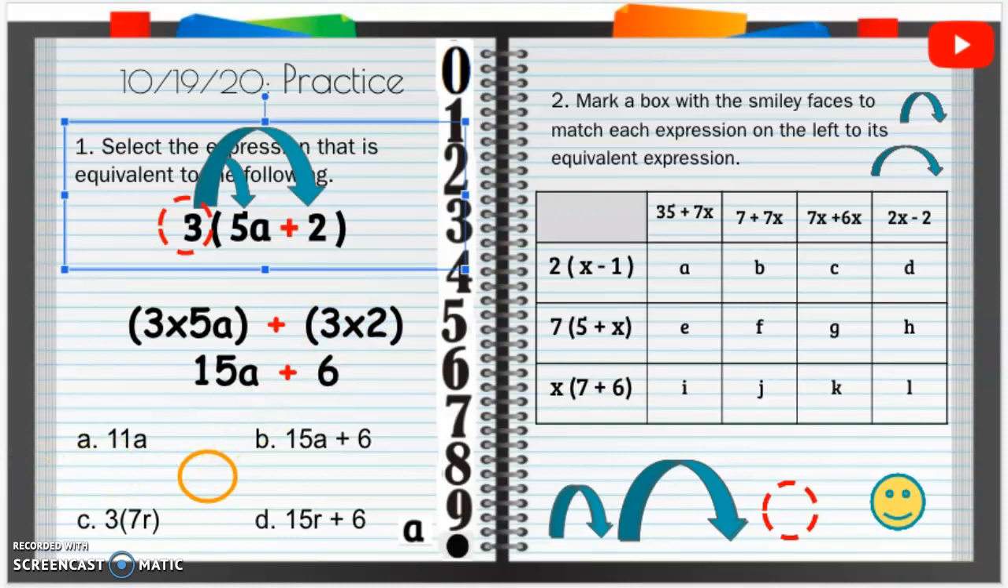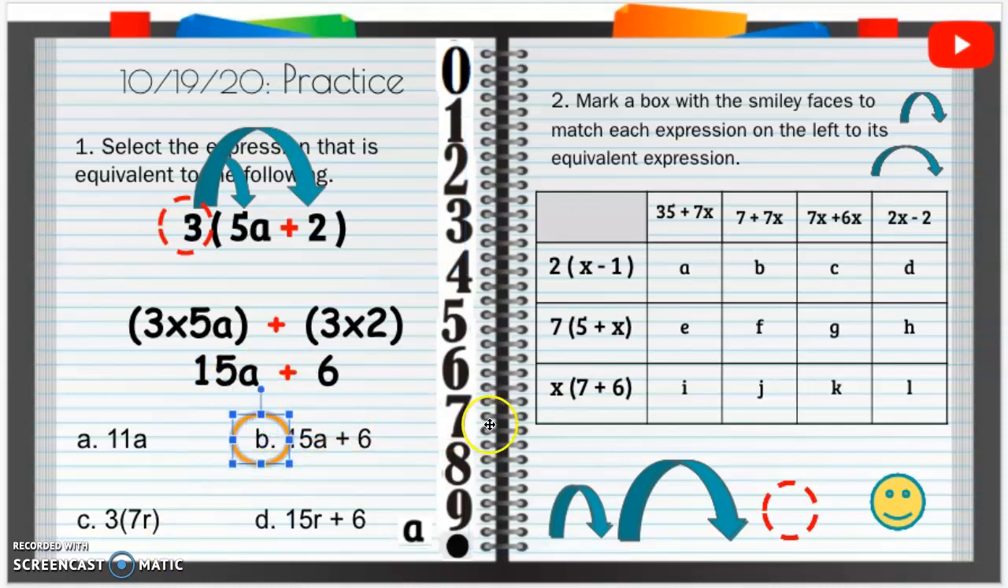Do we have an answer down here? 11 times a? No. 15r plus 6? No, it's not an r. This variable is a. 15 times a, or 15a plus 6. There it is. All right, so our answer is B.